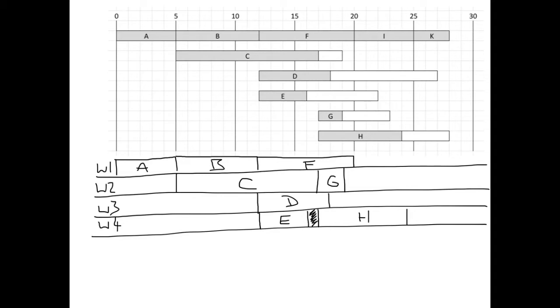Advancing the time on until the next one starts, we get to time 20, which can be given task I to worker 1, and advancing on again, task K can be assigned to worker 1. And there we've got all of our activities assigned to our four workers. Everything was able to start at its earliest start time, and that's the four worker problem in this particular case. Next, I'm going to move on to the three worker problem.